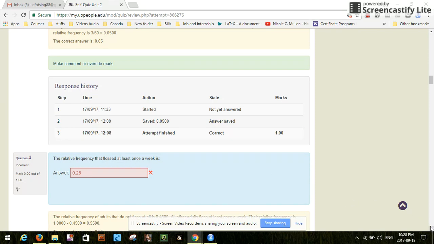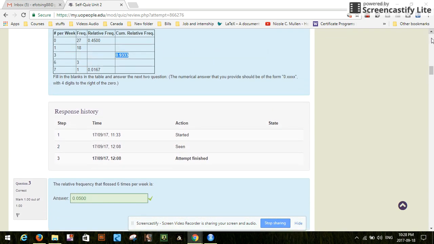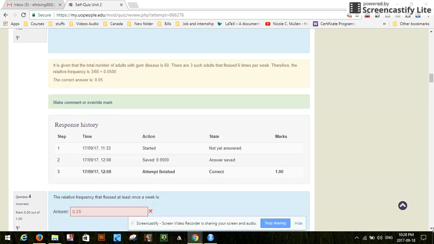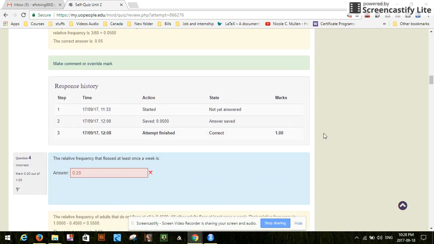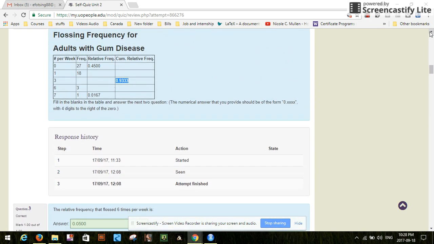Now, the relative frequency that floss at least once a week. You see that in this case we don't have a lot of the values, because here we ask who floss at least once per week. So that means it must be 1, 2, and so on; it must not be 0. For example, we know that for no floss per week there were 27 of them. But when we say at least 1 floss per week, there were 18 that floss 1 time. For 3, we don't have the value. For 6 times we have 3 adults, and for 7 times we have only 1 that floss 7 times.